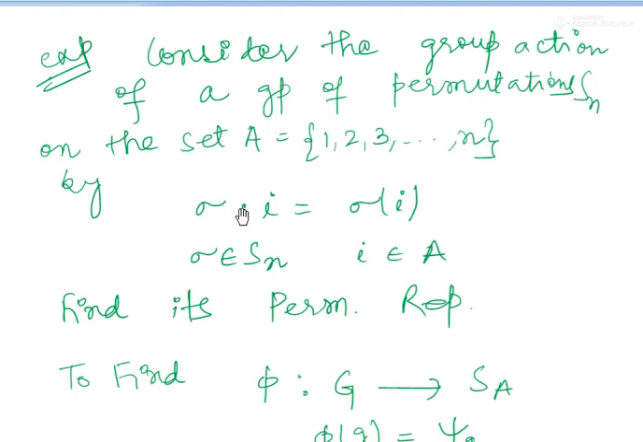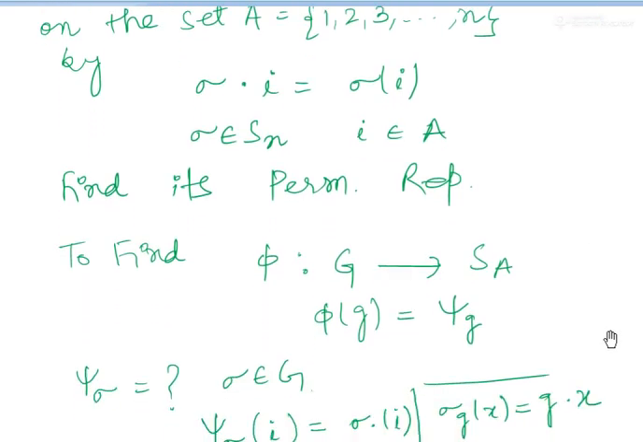Sigma dot i should give some element of capital A. So we operate sigma on i, and that gives another element of capital A. So sigma dot i is sigma(i). We have done this example previously when we started studying this chapter, group action. This map is a group action, and we have to find its permutation representation. This is the problem.